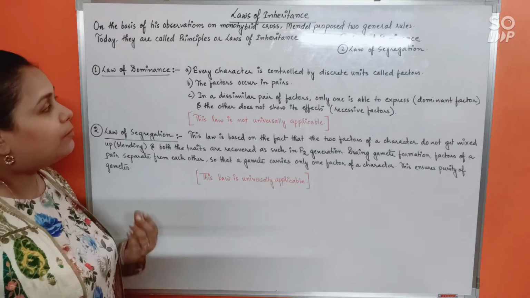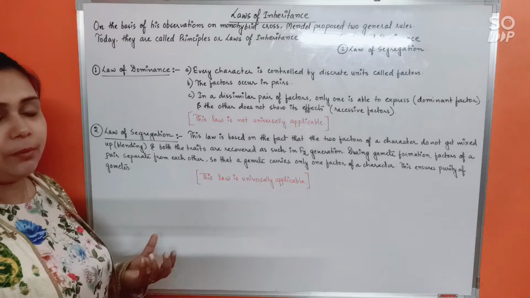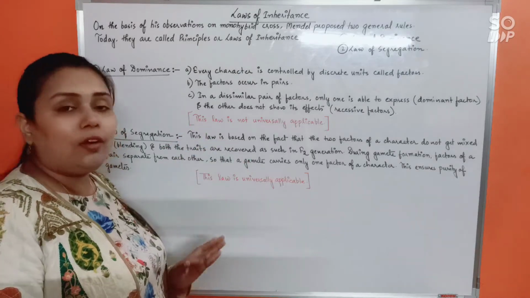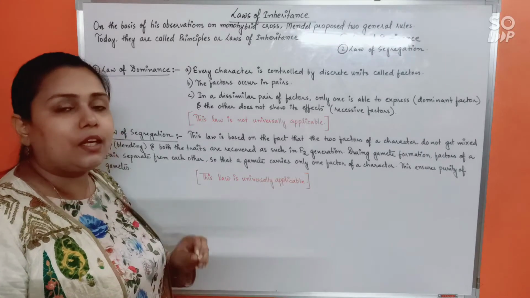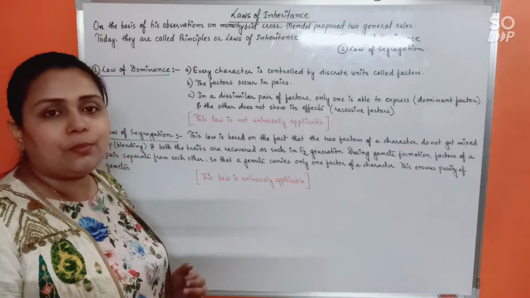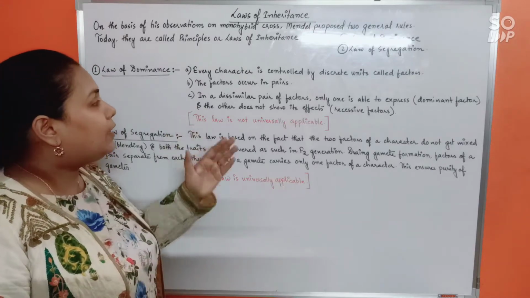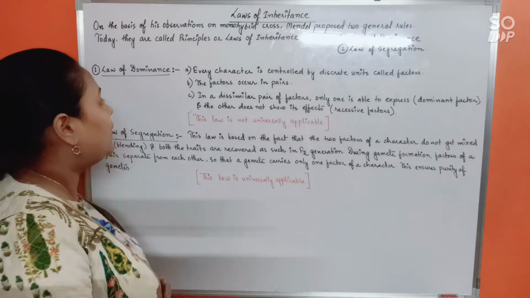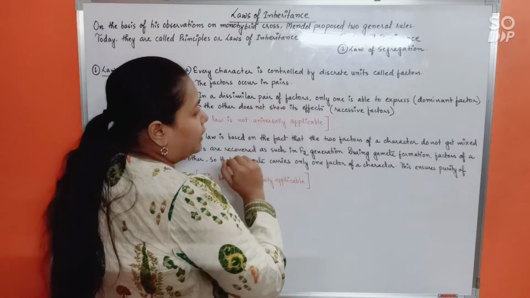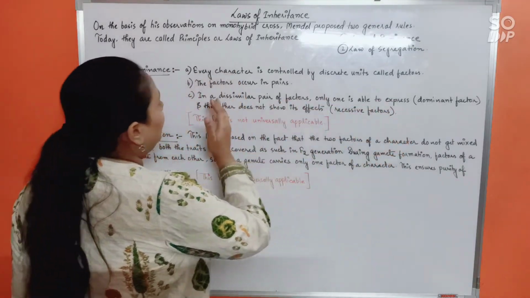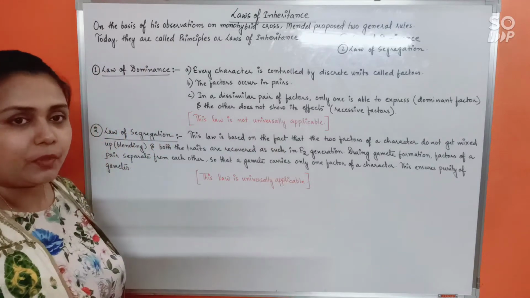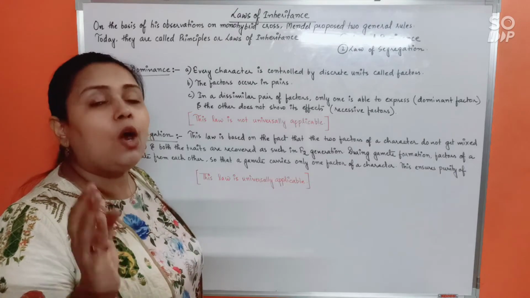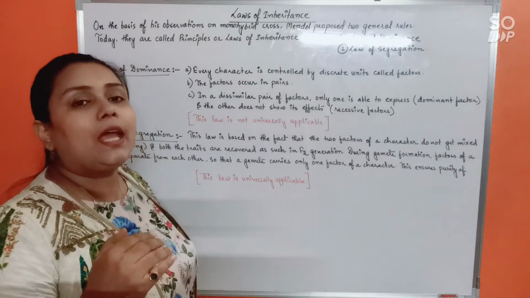As you know from the monohybrid cross, the conclusion that Mendel drew was that every character of ours is controlled by a discrete unit called factors, right? Today we call the factors genes, isn't it? Now, the factors occur in pairs. Always the factor would remain in pairs, right? And finally, in a dissimilar pair of factors, only one is able to express and the other does not show its effects. So if an organism possesses two dissimilar factors, always one of the factors would be able to express itself.